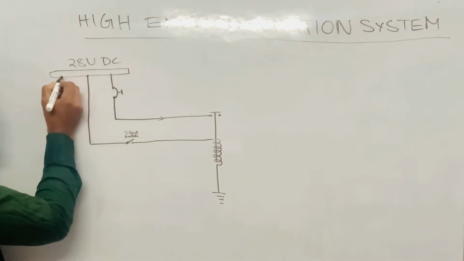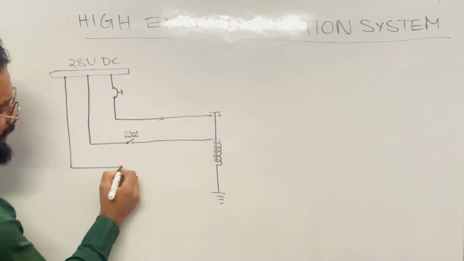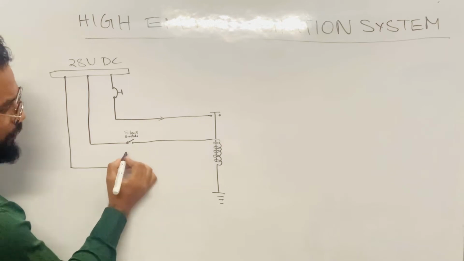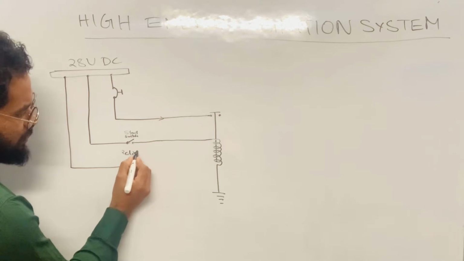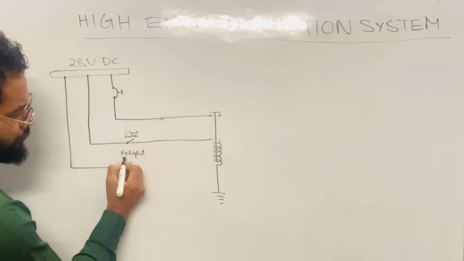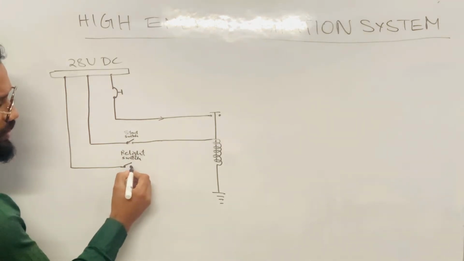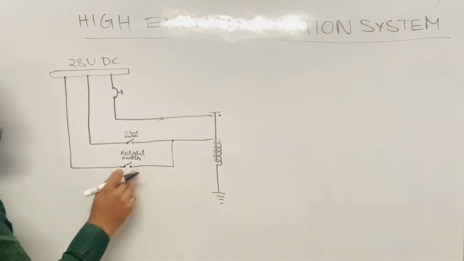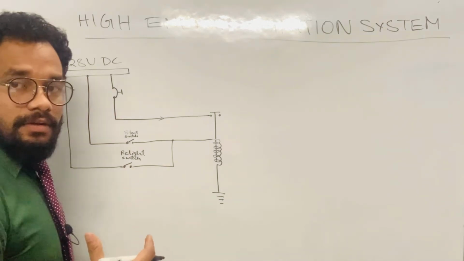Also in this DC bus bar, one more point is connected, and that point is connected to a relight circuit. Okay, suppose this is the relight switch which is open as of now, like the start switch. So this is the relight switch, and this relight switch is connected to this point. Okay, so when is the relight required? Suppose you are in air and in flight, relight is required.